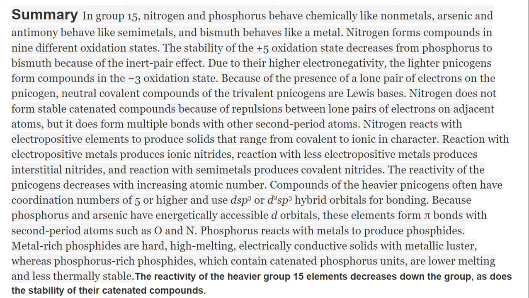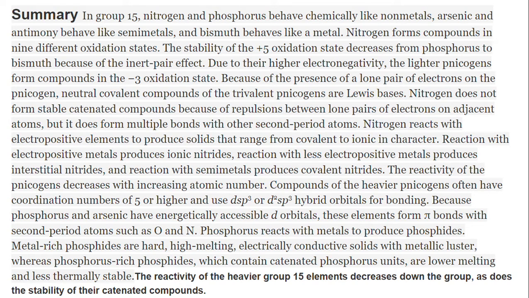The reactivity of the pnicogens decreases with increasing atomic number. Compounds of the heavier pnicogens often have a coordination number of 5 or higher and use dsp3 or d2sp3 hybrid orbitals for bonding. Because phosphorus and arsenic have energetically accessible d orbitals, these elements form pi bonds with second period atoms such as oxygen and nitrogen.